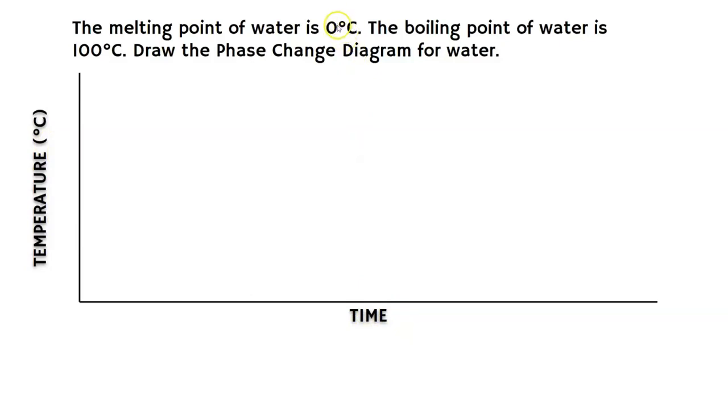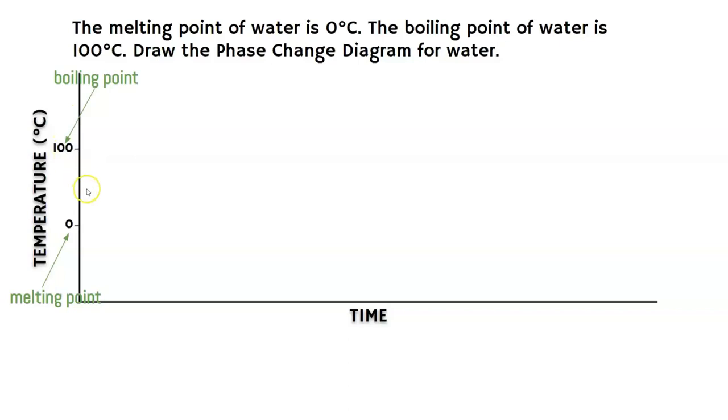Now you see how 0 is much lower than 100? 0 is going to go first on your y-axis. So put a dash somewhere on your y-axis and put 0, and label 0 as your melting point. This represents your melting point temperature. Now your boiling point is 100, and let's label that as your boiling point.